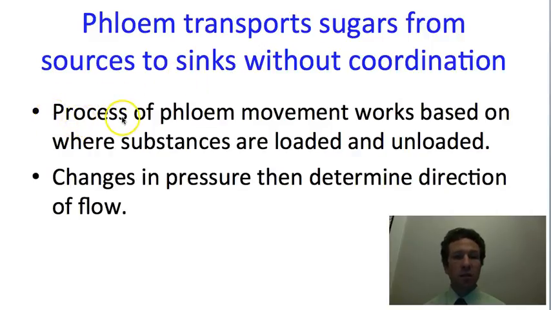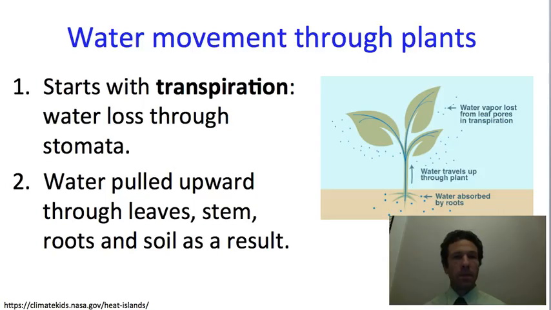So the process of phloem movement is really based on where substances are loaded and where they are unloaded. That's going to result in a change in pressure that then determines the direction of flow. We've now talked about what controls stomata opening and closing, which controls water loss through leaves. We've talked about phloem and how the direction of flow through the phloem is determined. The last process we will talk about is transpiration.